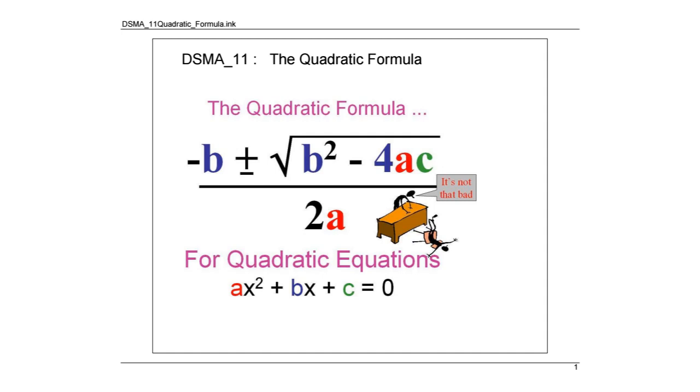All right, let's get started with DSMA 11. So this is the quadratic formula. What happens is we put an equation into standard form. You see that down here with the ax squared plus bx plus c equals 0. Same thing as what we did with factoring.